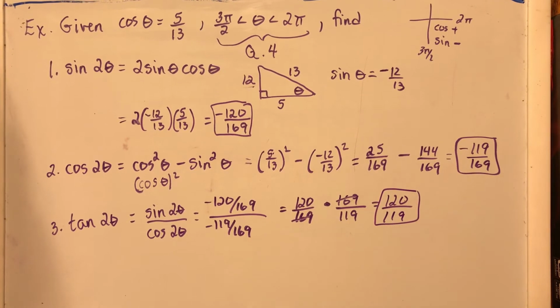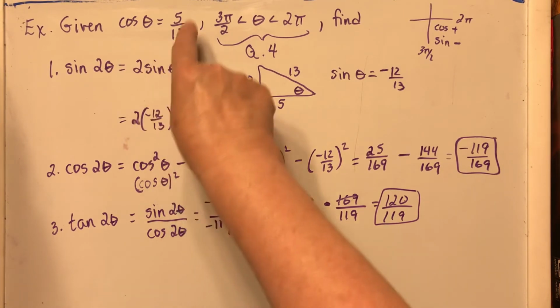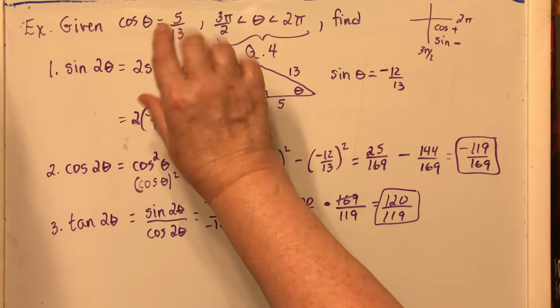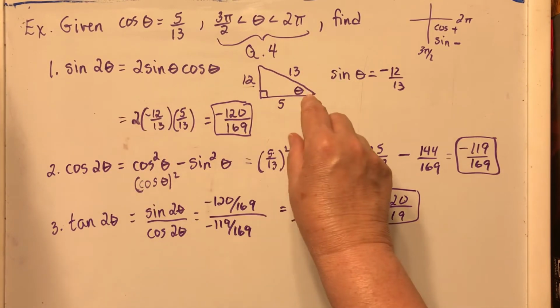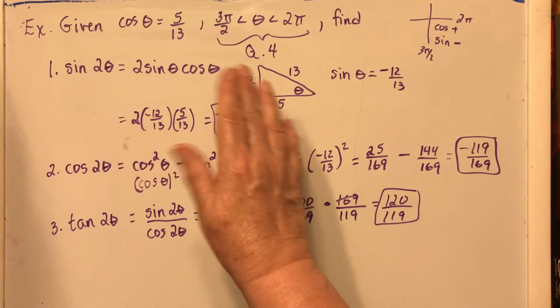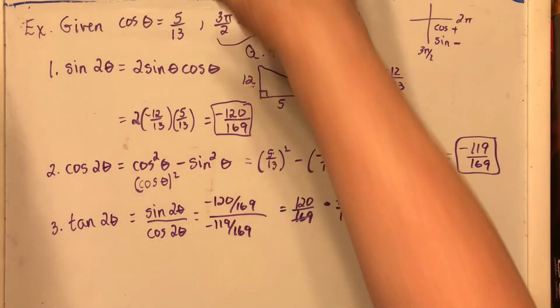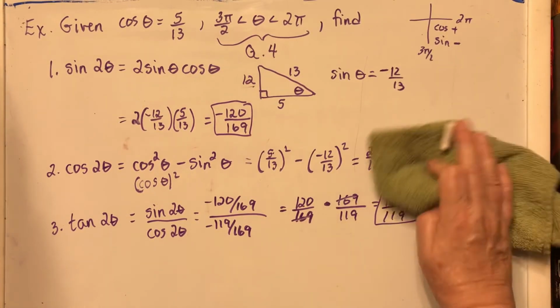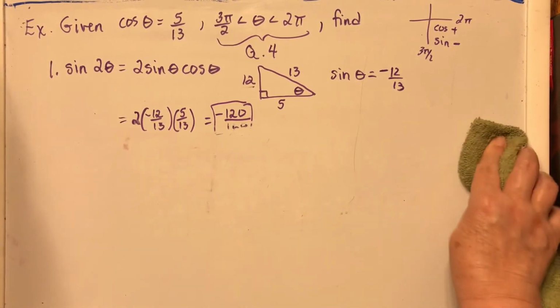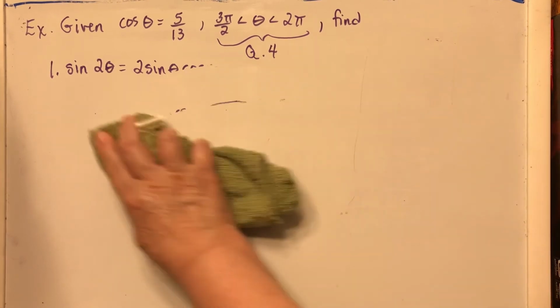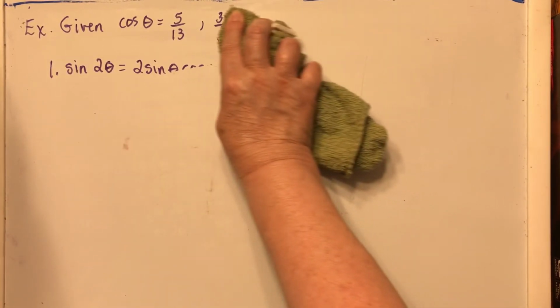All right, so there's our first example. That's when they just tell you one trig value of your function. Then you're going to want to draw a triangle to find whatever's missing, and then you can plug it into your formulas. All right, second example is going to be a little bit different. But we're still looking for the same information. It's just going to be given to us in a different way.